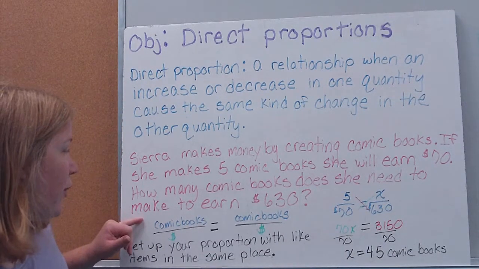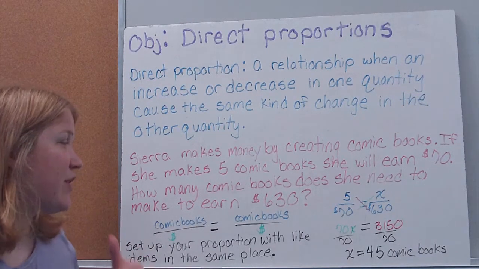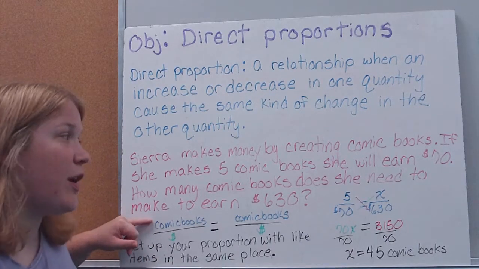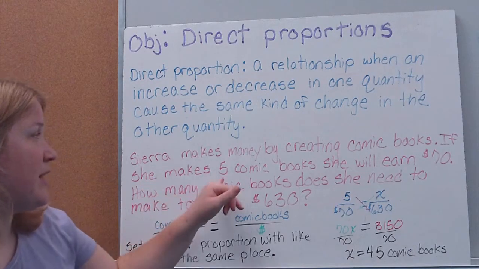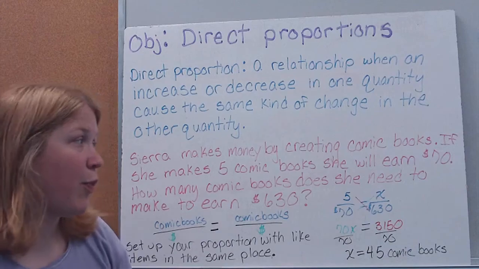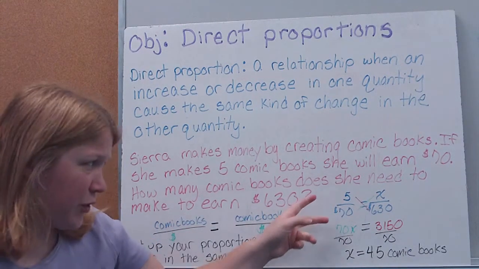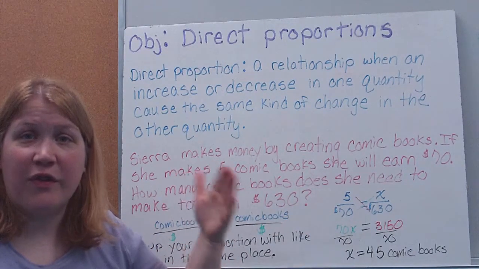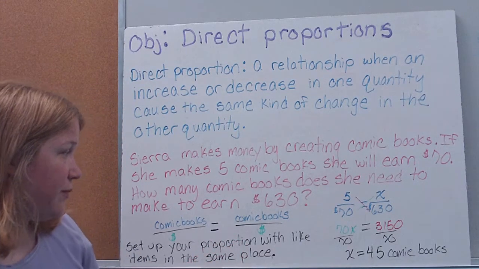So what I've showed you is the format here. What we want to do when we have direct proportions is have the same items in the same spots. So if I set this up with the number of comic books over money on one side, in the first sentence it tells me for 5 comic books she'll earn $70. We can write that as a proportion, which I've done here: 5 comic books to $70. Sorry, a ratio. It's a proportion when we have 2 that are equal. So I can set that up as a ratio. For every 5 comic books she gets $70. We know that. It gave us that information.